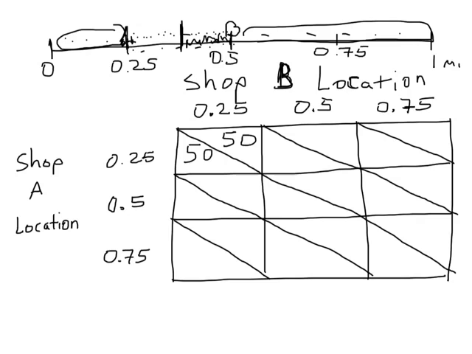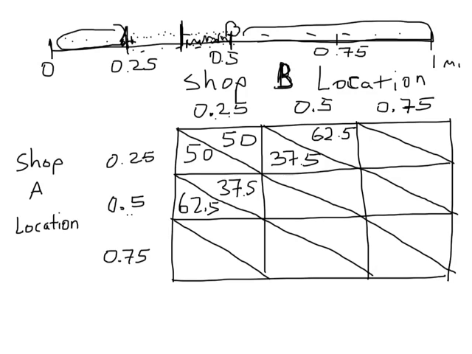There would be 12.5% of the beachgoers right there. So 50 plus 12.5, shop B is going to get 62.5% of the market, and shop A is only going to get 37.5% of the market. And if the situation were reversed, shop A at 0.5 and shop B at 0.25, there's a symmetric game. In that case, shop A would get 62.5% of the market share, and shop B 37.5%.